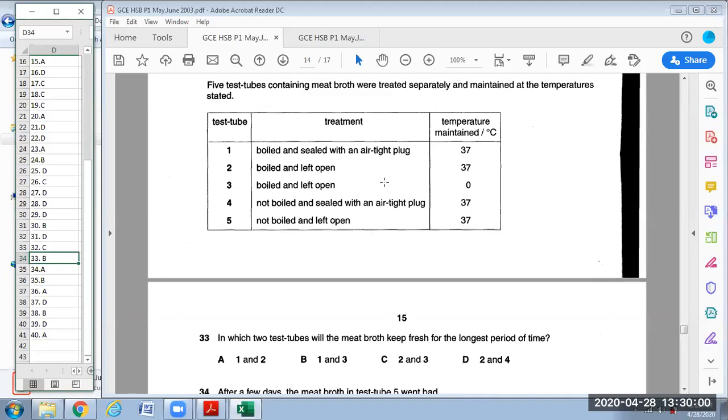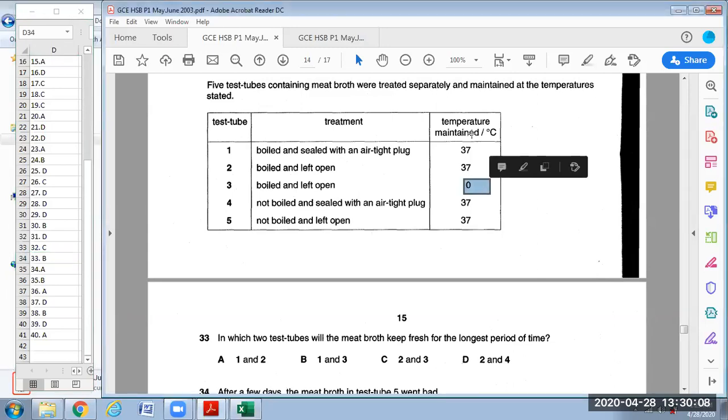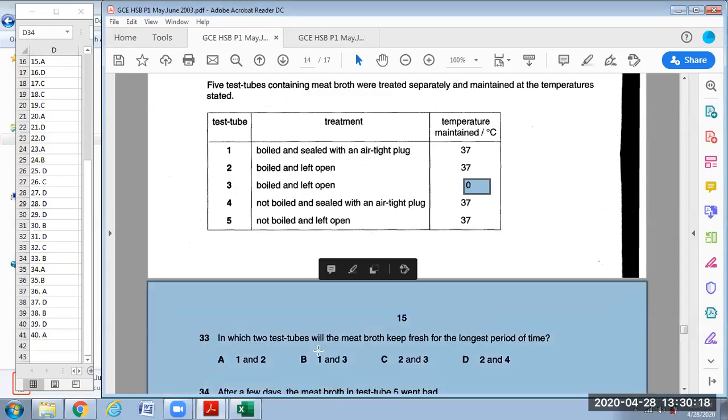Also, 3, now boil and left open is not good. However, if you put it in a fridge, notice the temperature is 0 degrees. So therefore it was in a freezer or something. So that would have kept it long. So the answer is B.